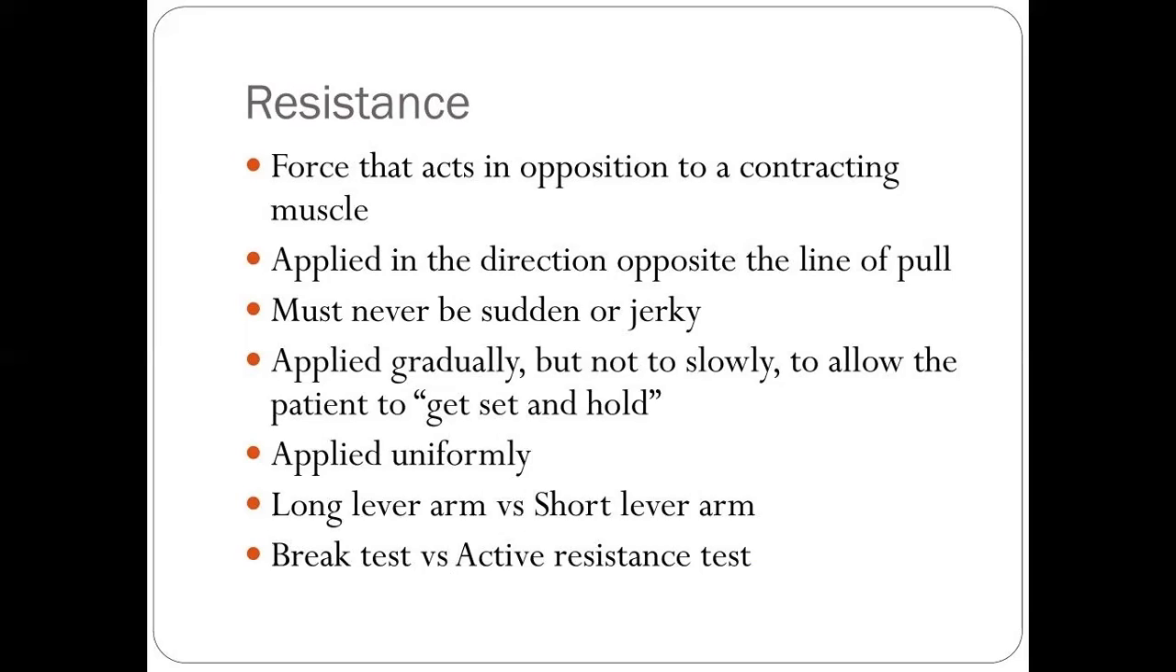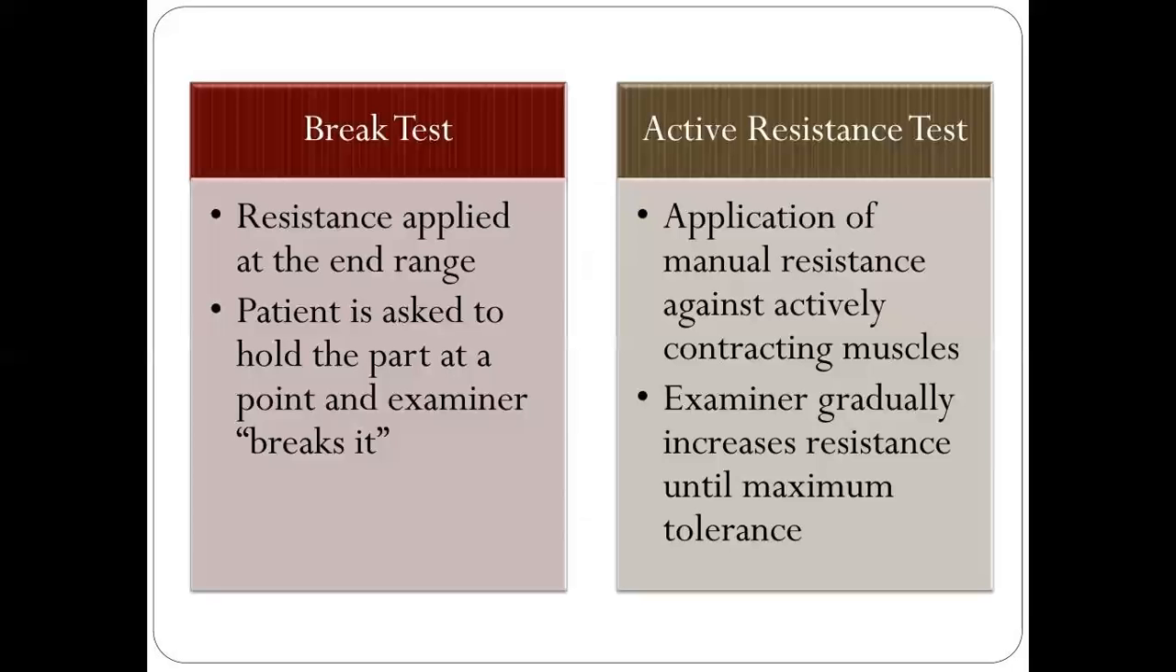Break test versus active resistance test. What is the break test? Break test is resistance applied at the end range. The patient is asked to hold the part at a point and the examiner breaks it. What is the active resistance test? It is the application of manual resistance against actively contracting muscles. The examiner will gradually increase resistance until maximum tolerance.